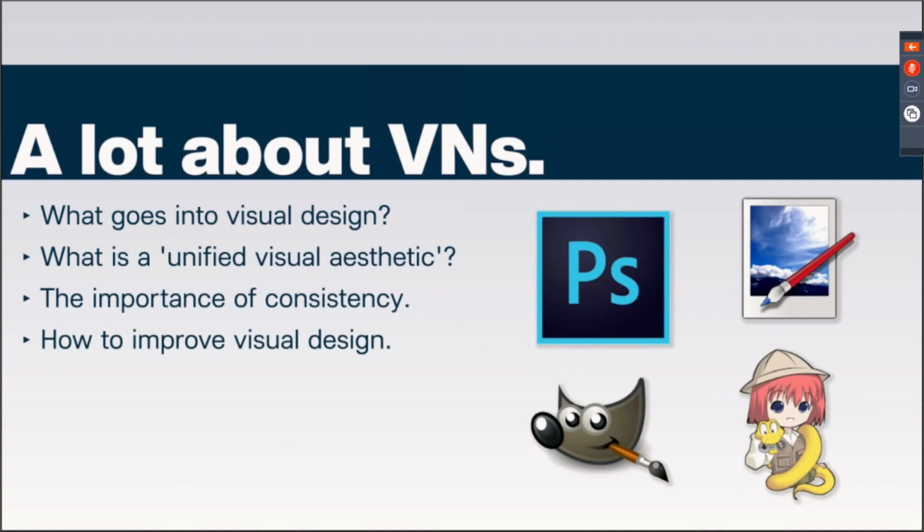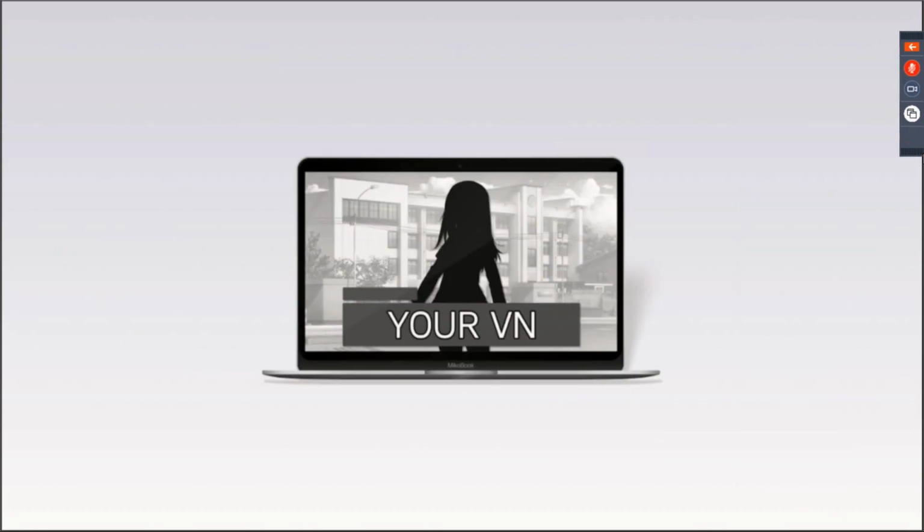And we also have Photoshop, GIMP, and Paint.net here on screen. There's a vast array of software, and each of them has their own merits. I'd say these are the most common ones for graphic designers, whereas a character artist would use Clip Studio Paint or Paint Tool SAI. So visual design can be broken down into each different aspect of a visual novel, essentially what appears on screen.